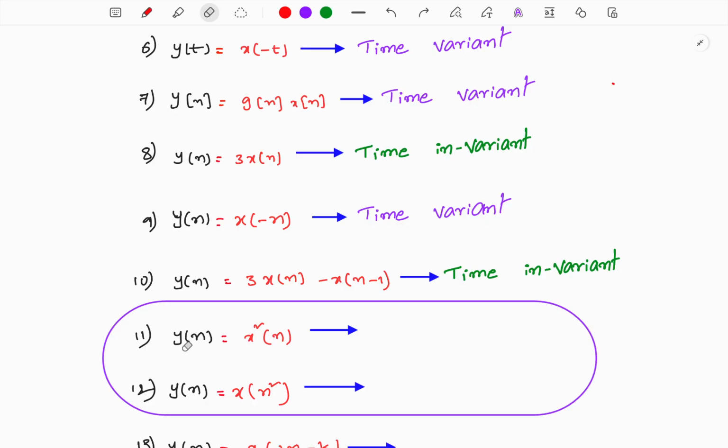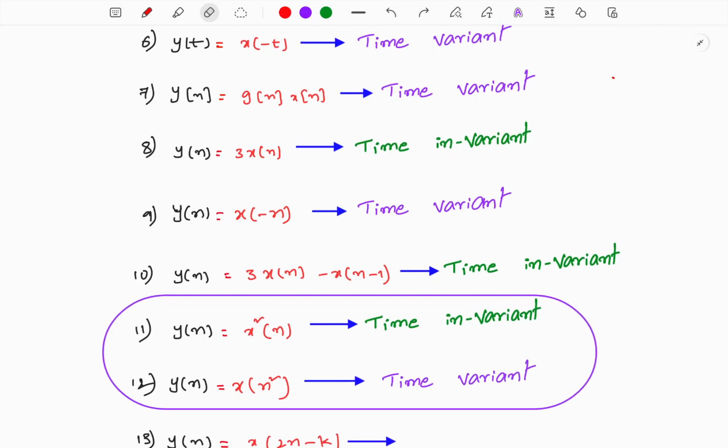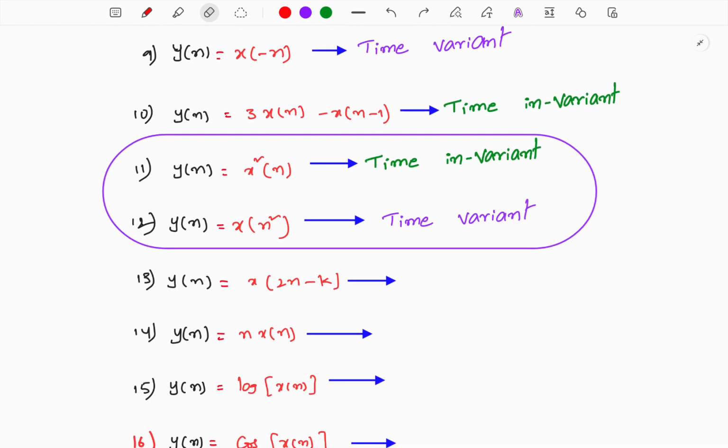Next, observe that the 11th and 12th examples have a very small difference. In the 11th example, y of n is equal to x square of n. Here the function is squared. In the 12th, x of n square, the n parameter is squared. So observe these two. The 11th, y of n is equal to x square of n, is a time invariant system. Whereas y of n is equal to x of n square is a time variant system. So be careful with these two.